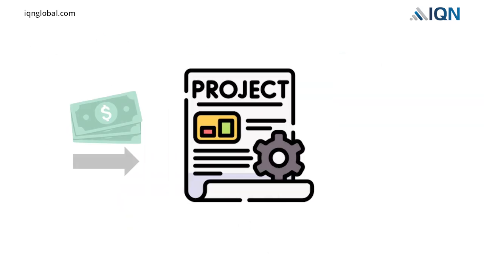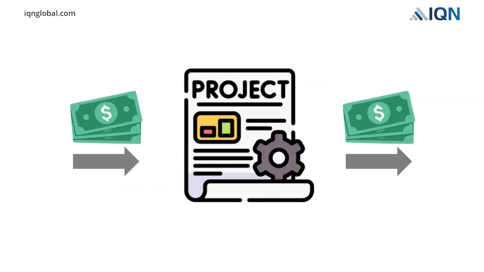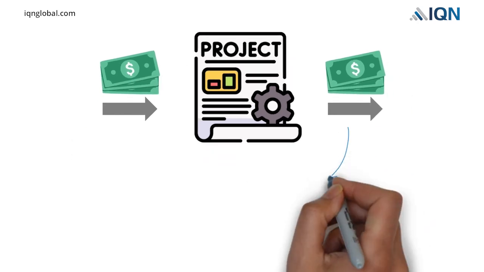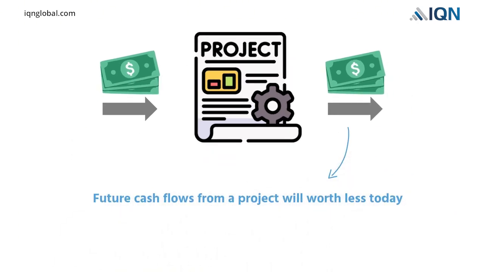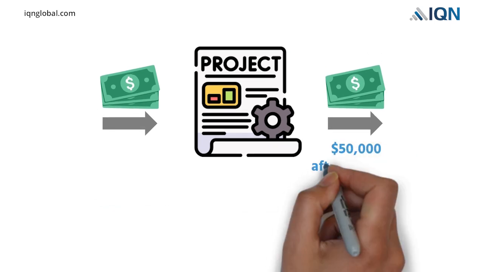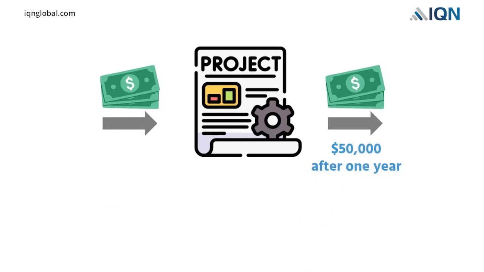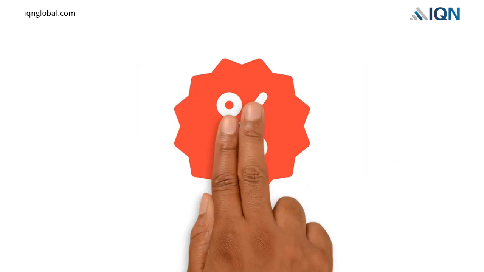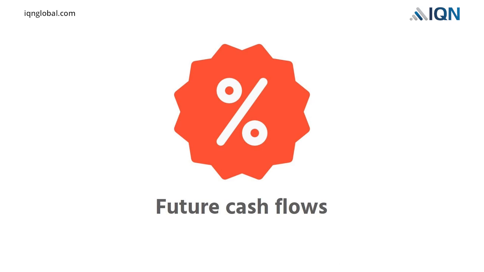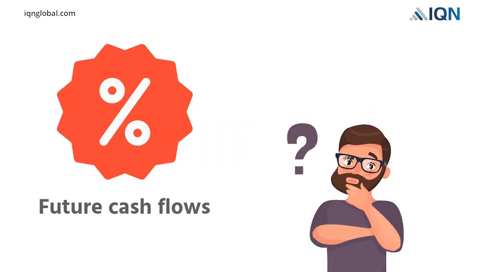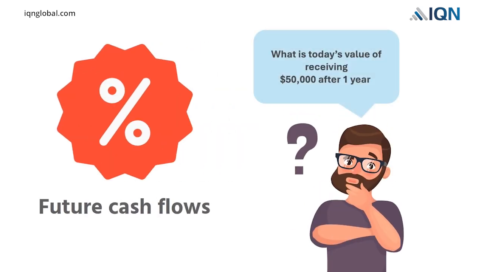A project will have cash inflows and also some cash outflows in the future years. But the future cash flows from a project will be worth less today. For example, if we receive a return of $50,000 from a project after 1 year, the value of that $50,000 today is less. That is why we need to discount the future cash flows of the project by a discount rate so that we can understand what is today's value of receiving $50,000 after 1 year.